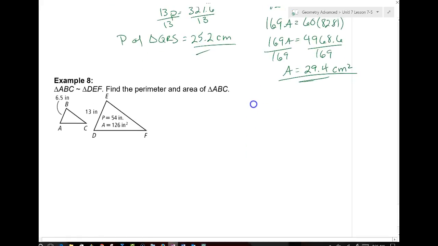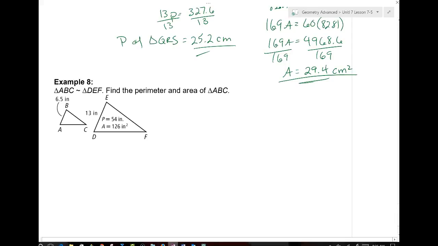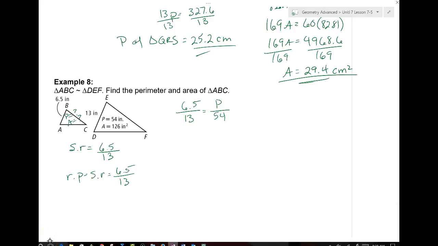Look at the next one. How about you guys do it? All right, I'm going to let you guys do it. See if you can set it up. So I made sure when I marked this, I'm just going to make sure that we all get the same thing here. But did you guys all at least pull out the similarity ratio, correct?